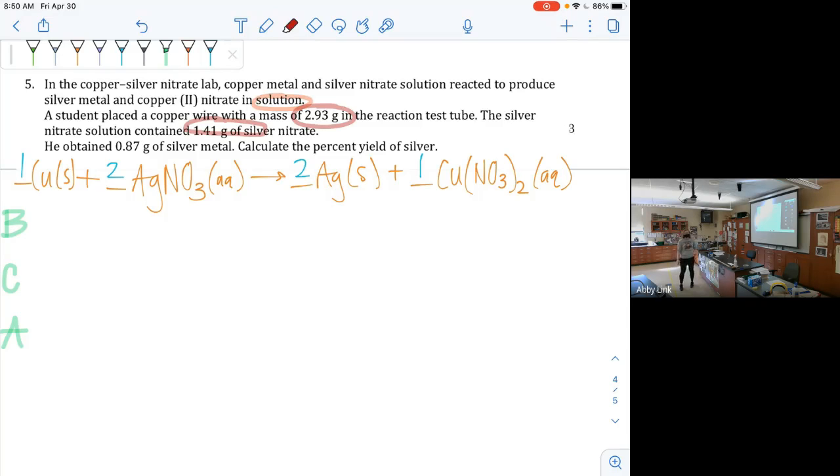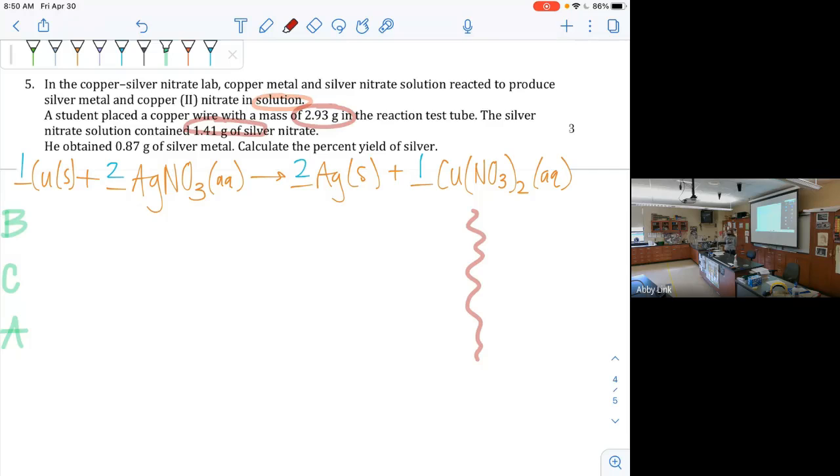Okay? All right, so it says he actually obtained 0.87 grams of silver metal. Calculate the percent yield of silver. So what that tells me is that I'm going to need grams of silver. So that tells me this copper 2 nitrate over here gets a nice little squiggle in his column. I don't have to worry about it. Why don't you worry about that? Because they're asking me for the percent yield of silver, the first product, and so I'm not going to need to calculate anything with the copper 2 nitrate. So at this point in time, we're allowed to just give him the squiggle.